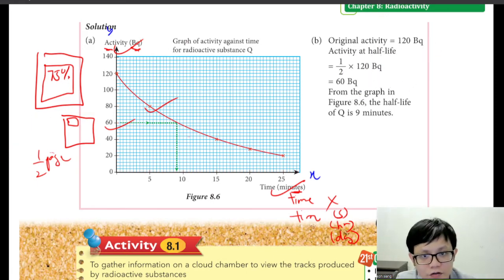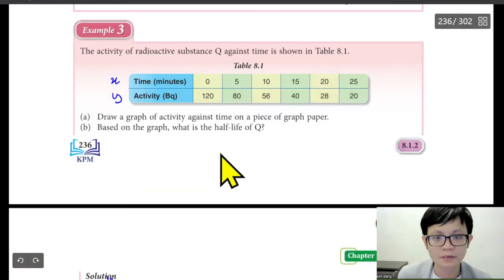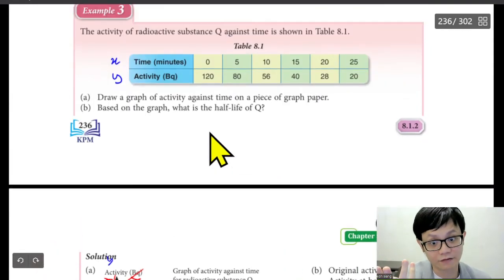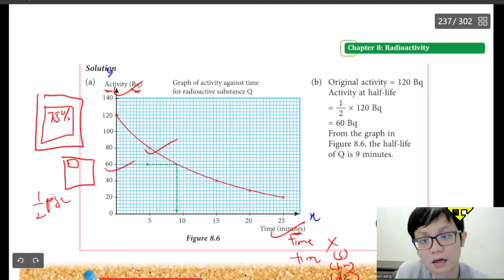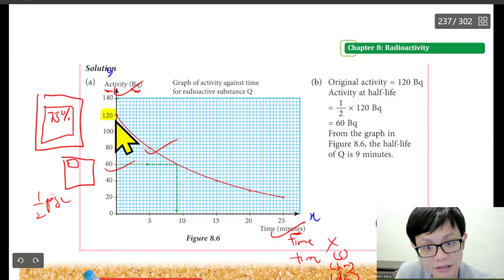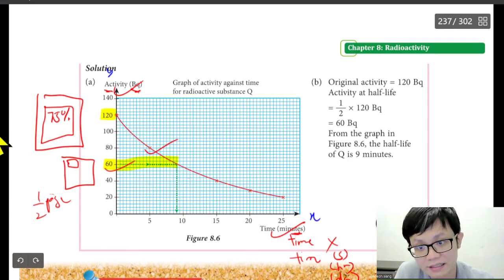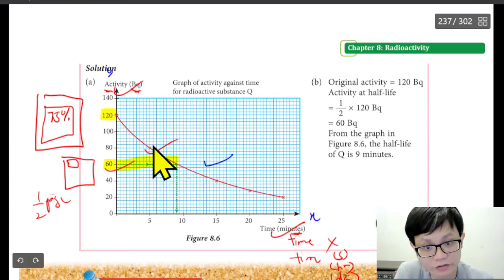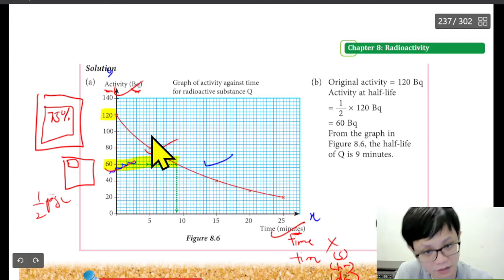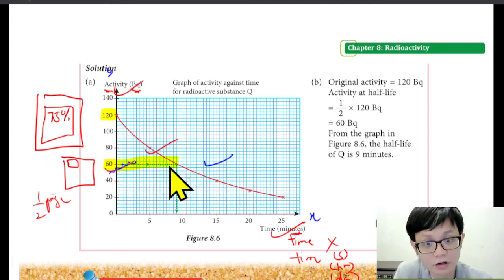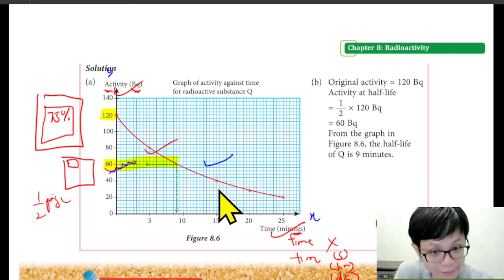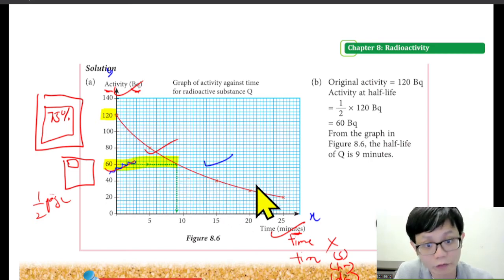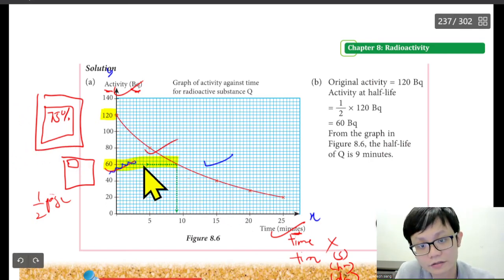Original activity. So what is the next question? Based on the graph, what is the half-life of Q? So after the graph, it is very easy to get the half-life, because half of 120 is 60. Oh, this is the second question. That's why sometimes I say the line is 2 marks. Sometimes it's correct line 1 mark, correctly drawn line 1 mark. And then this one is another question.